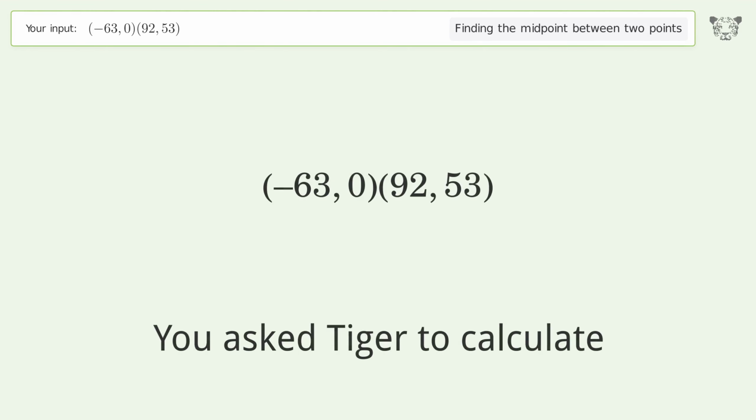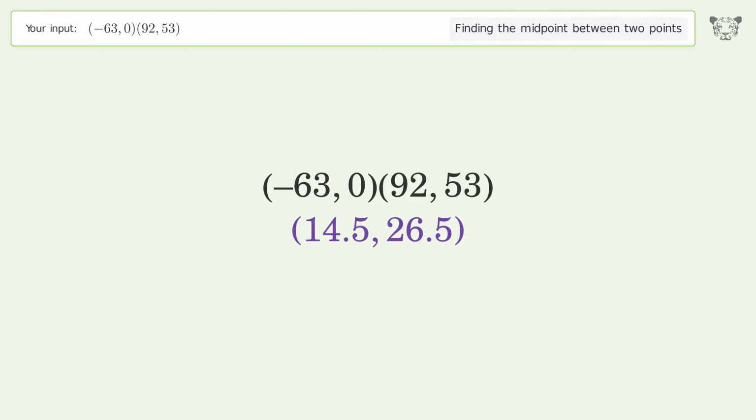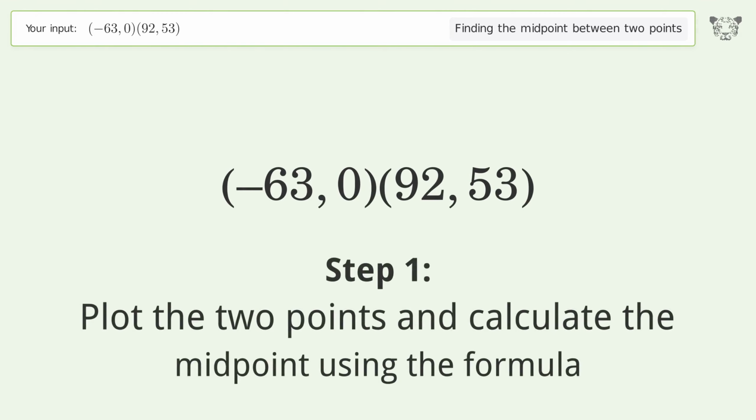You ask Tiger to calculate. This deals with finding the midpoint between 2 points. The midpoint between the 2 points is 14.5, 26.5. Let's solve it step by step. Plot the 2 points and calculate the midpoint using the formula.